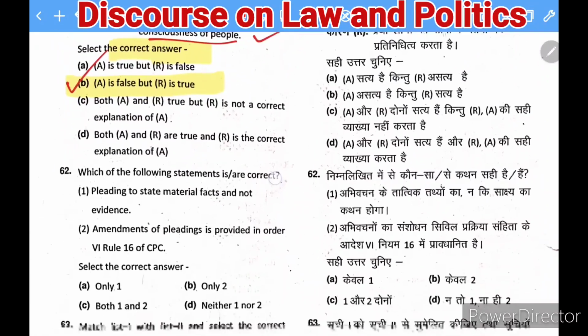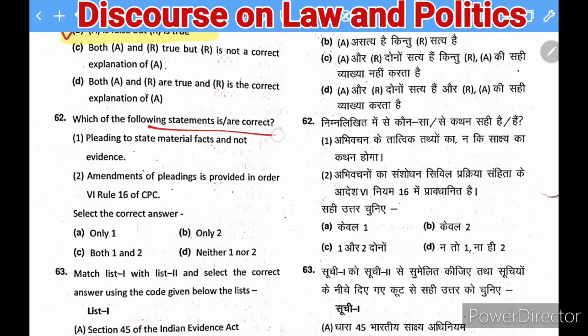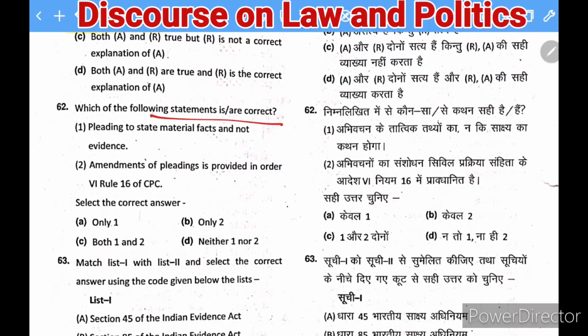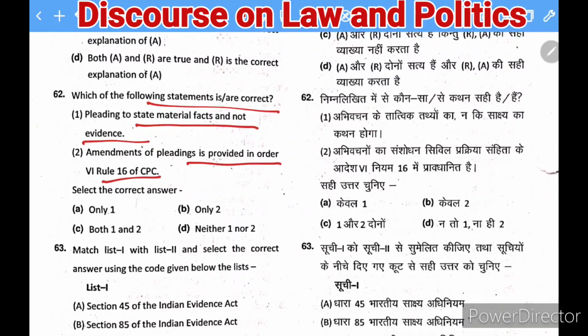Now next question. Which of the following statements are correct? Okay, and the options which are given here. Pleading to state material fact and not evidence. So when you are doing a pleading, you will state only material facts and not the evidence. Second is that amendment of pleading is provided in Order 6 Rule 16 of the CPC. So which is the right answer here? You can see here the amendment of pleading.